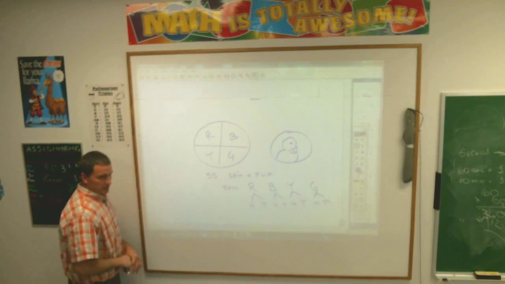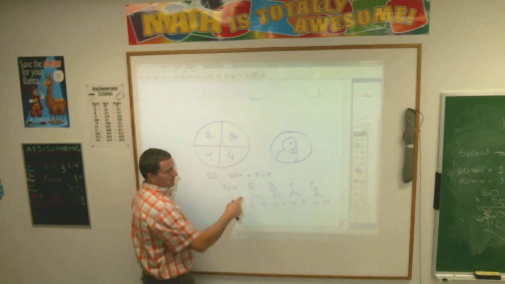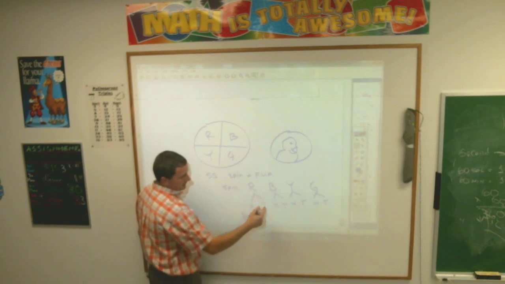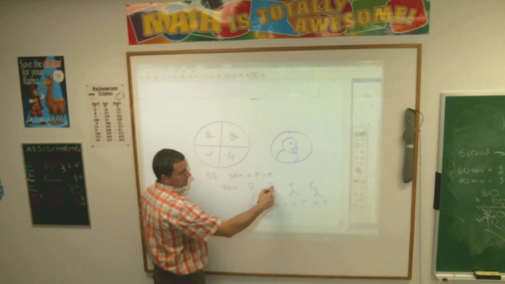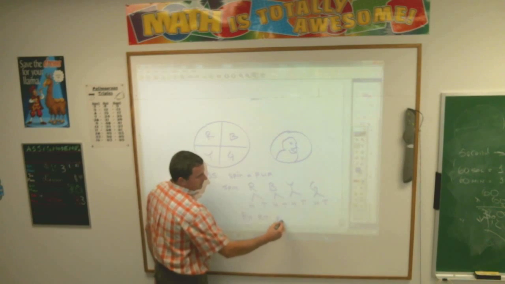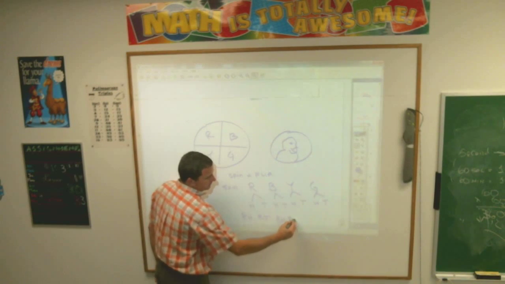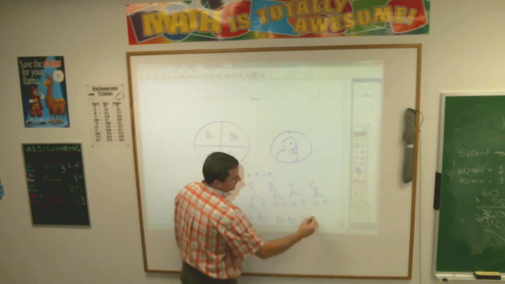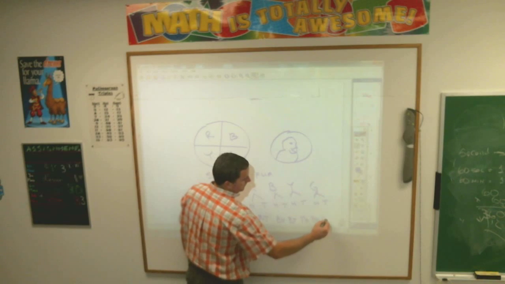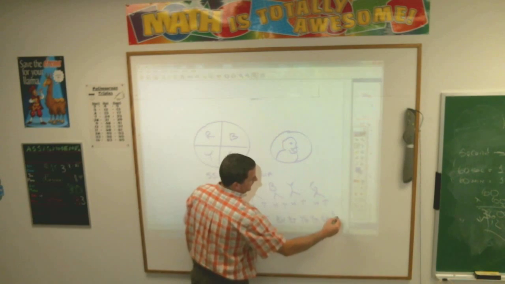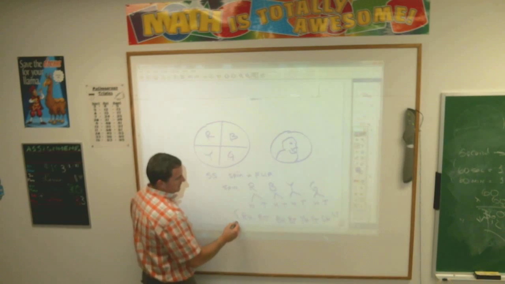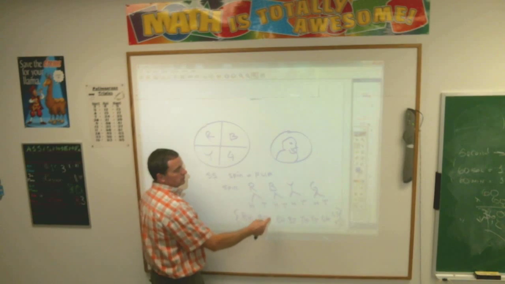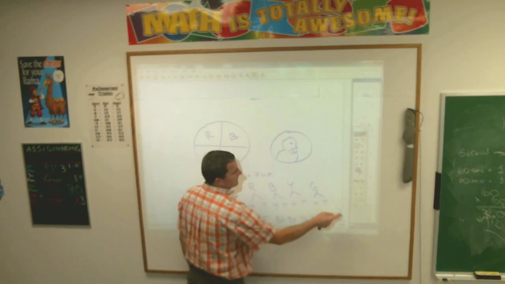My sample space then would be this. I could do red and a head. I could do red and a tail. I can do blue and a head. I can do blue and a tail. I can do yellow and a head, yellow and a tail, green and a head, and green and a tail. This is my sample space. How many different combinations can I have? 1, 2, 3, 4, 5, 6, 7, 8.